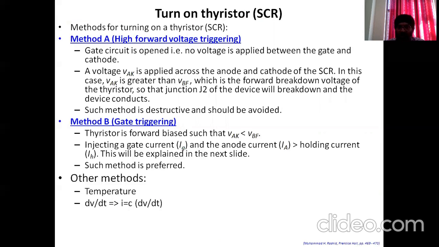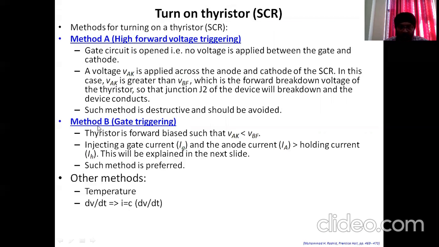But this method is destructive because avalanche breakdown occurs in this case, which can cause permanent damage to the device. That's why method A is normally not used, where we need to do the avalanche breakdown of the J2 junction.